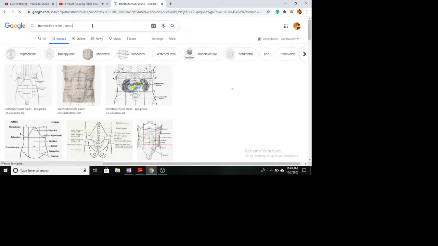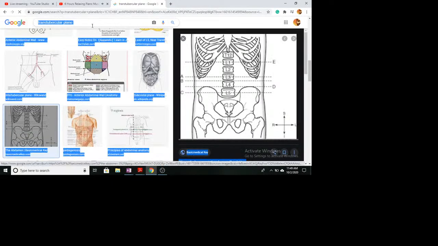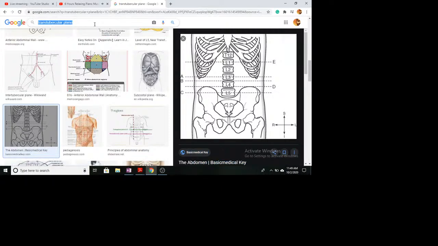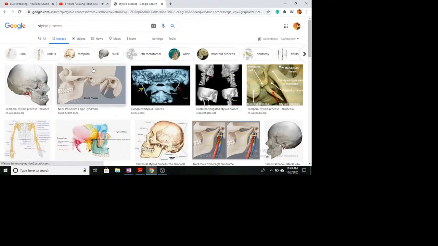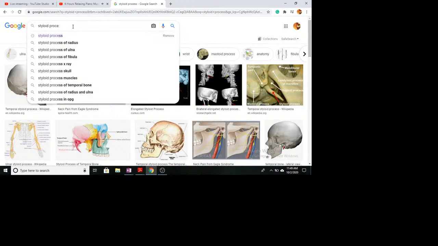Styloid process. So what is the styloid process? Okay, this one is okay. From here the muscle comes. I think it will go inward and attach to the tongue. So styloid process, so styloglossus muscle. Okay, from that particular process it will come.